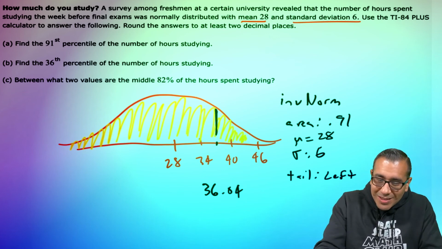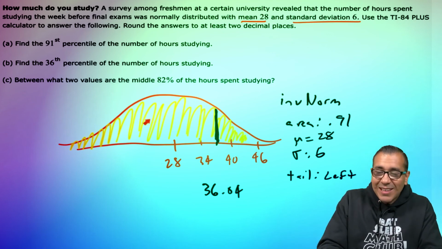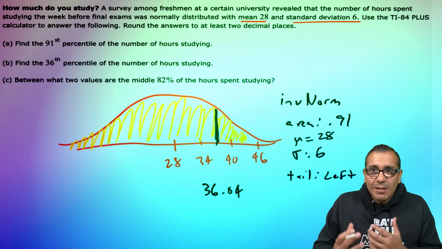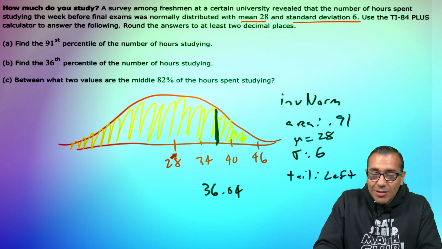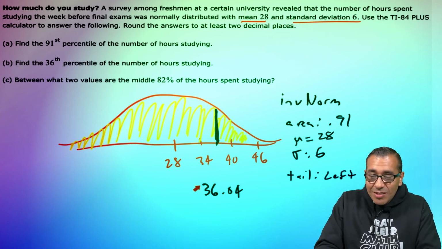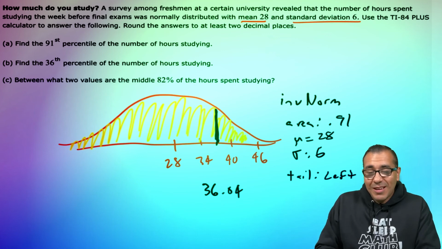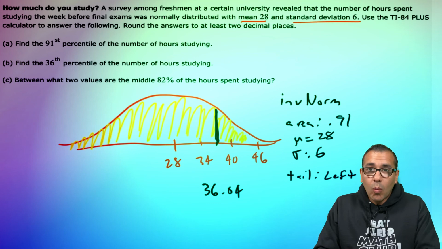So this is the number that I'm looking at right there. So notice that initial shading that I did just gave me a rough estimate of where I thought this might be. The only thing I really knew is that it was going to be greater than 28 hours. So these are the number of hours that would represent that percentile right there.